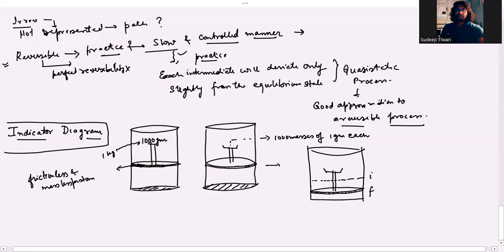In order to achieve it reversibly, you want all the intermediate states to be in equilibrium. So I've taken 1000 masses of 1 gram each, and I'll remove 1 gram mass at a time. If I take one off, there will be a slight decrease in pressure, let's say dP1, and a slight expansion in volume, let's say dV1.